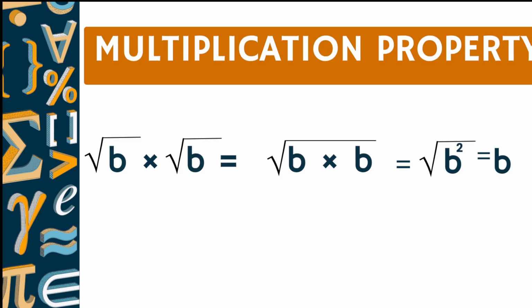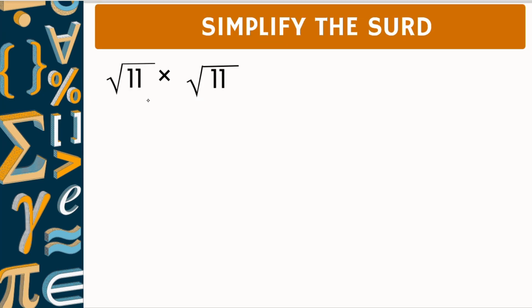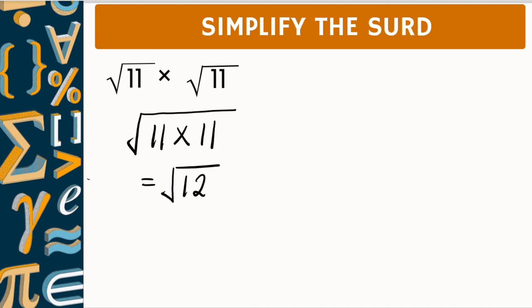The next multiplication property, root B times root B is equal to B. Let me show you how that is done. So we have root 11 times root 11. So this will be, using the second property, 11 times 11. And then 11 times 11 is 121. And then the square root of 121 is equal to 11.